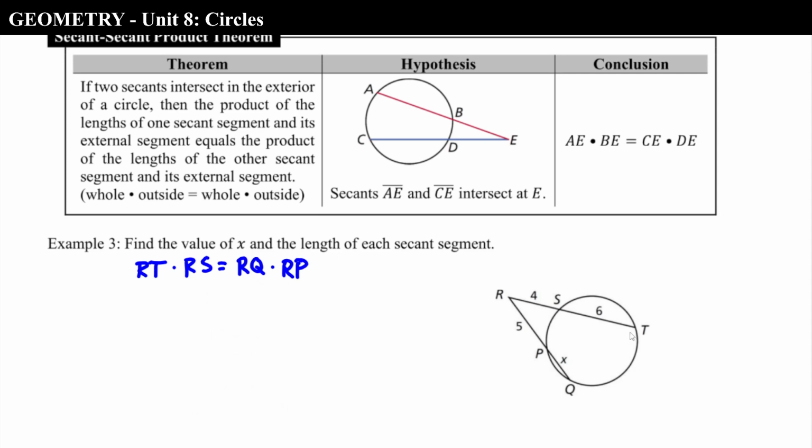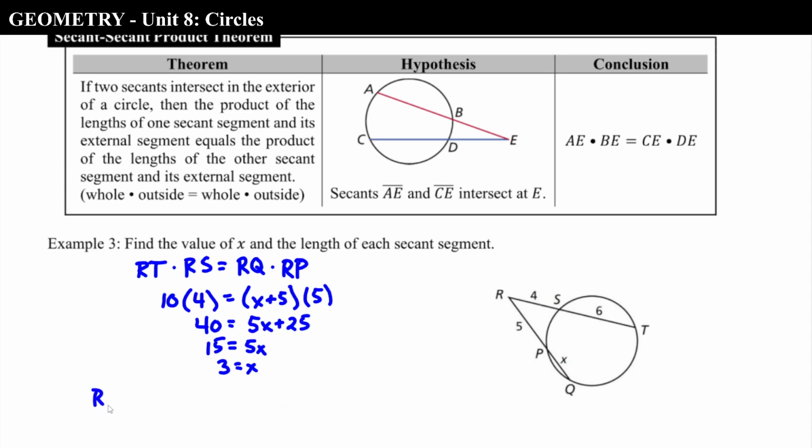So RT, the whole thing, is 6 plus 4. 6 plus 4 is 10. RS is 4. RQ is 5 plus x, or x plus 5, because that's the length of the whole thing, times 5, which is the length of the outside part. And so we multiply this side, we get 40. Distribute this side, you get 5x plus 25. Subtract 25 from each side, you get 15 equals 5x. And so 3 equals x.